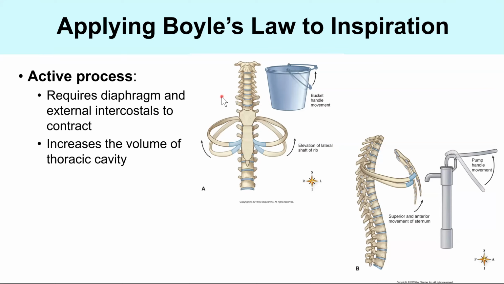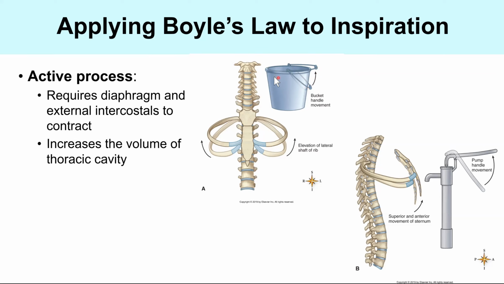And so inspiration, when we breathe in, is an active process that ultimately requires both our diaphragm and external intercostals to contract. Whenever we actually inhale, it's sort of like taking a bucket and pulling the lid so that it's in line with the top of the bucket. Our ribs normally sit like a bucket whose handle is just sitting along its side, but when we breathe in, that actually lifts the ribs upwards.